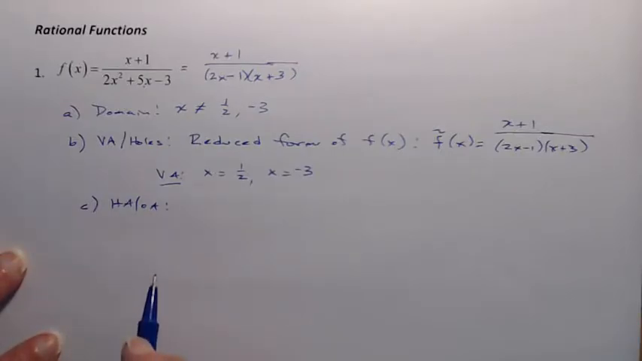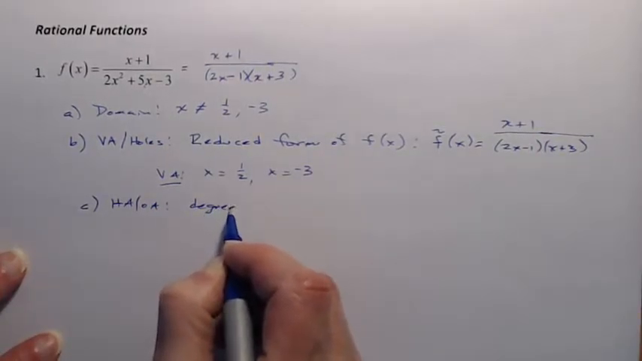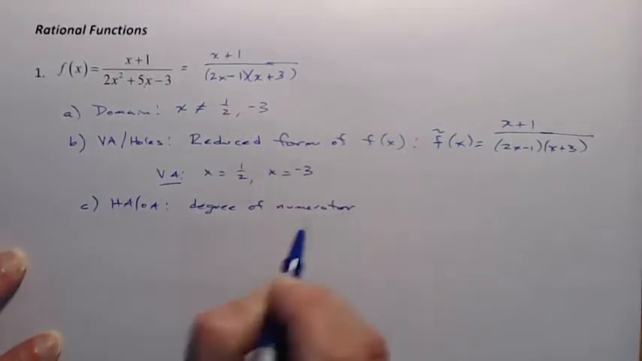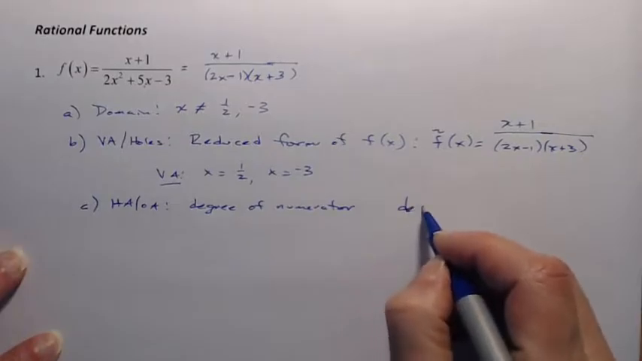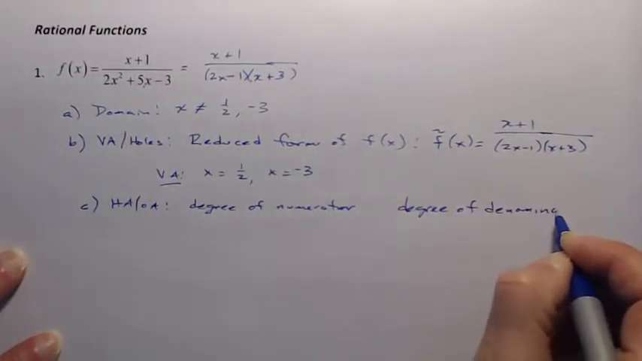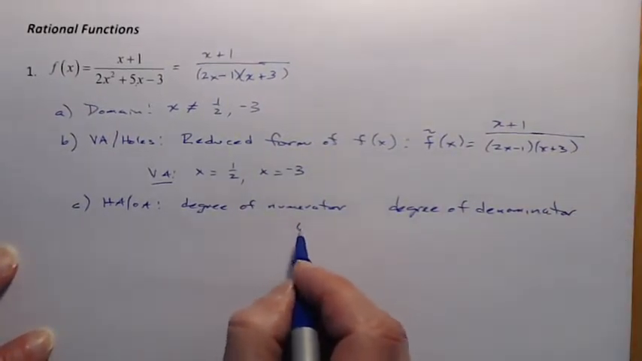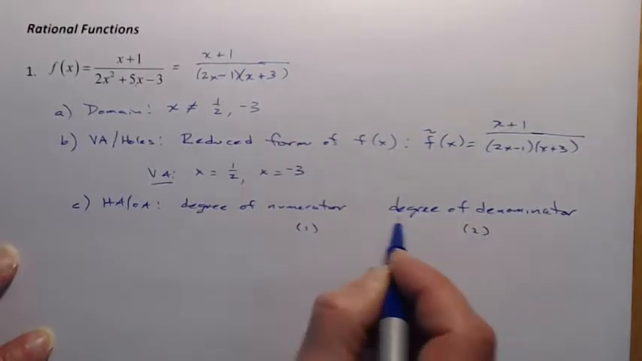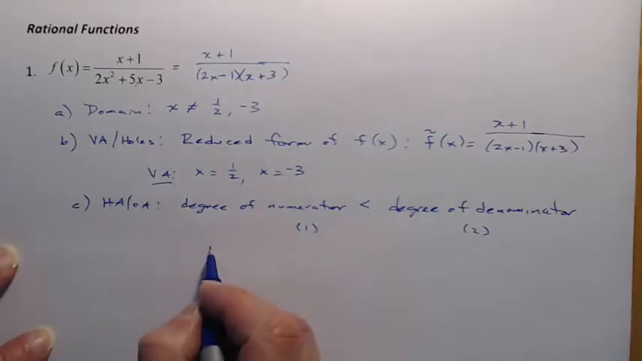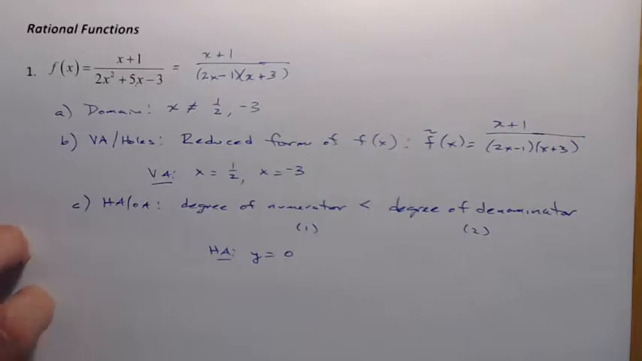And then we need to look at the degrees of the numerator and denominator. So we have the degree of the numerator that we have to compare to the degree of the denominator. In our case, the degree of the numerator is 1. The degree of the denominator is 2. That means the degree of the numerator is less than the degree of the denominator. And you want to remember then that y equal to 0 will be your horizontal asymptote.